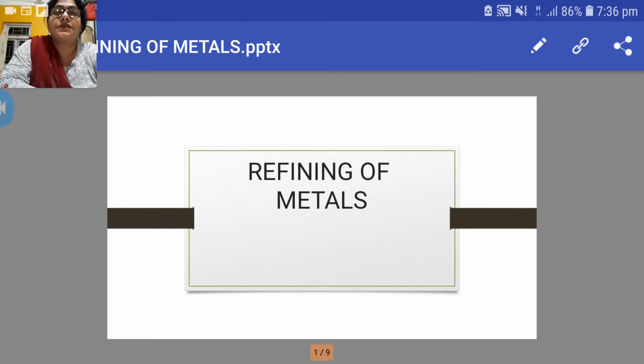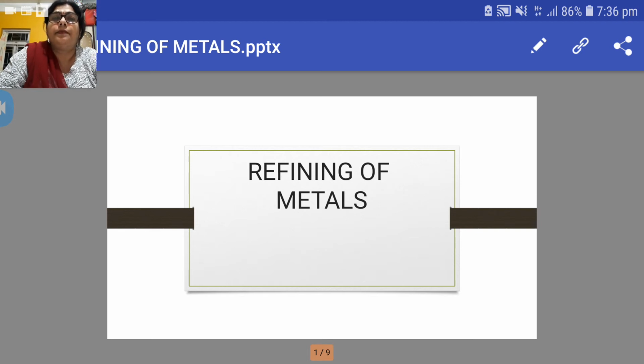Today we are going to discuss the fourth step of extraction of metal ore, that is refining of metal. The first step which we have learned is the concentration of the ore. The second step was the conversion of the concentrated ore into oxide. The third step was the reduction of the oxide ore, and the fourth step is refining.